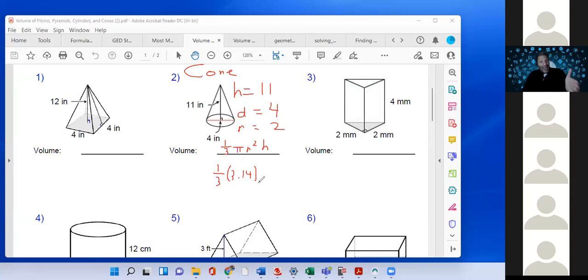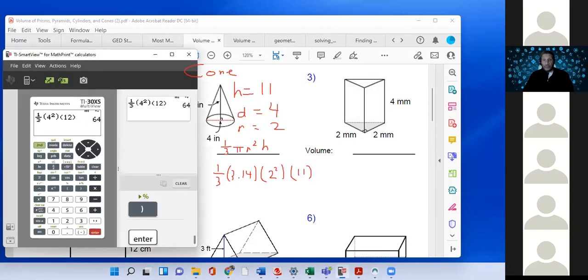If you get in the habit of writing your formula, understanding your givens, and substituting your givens into your formula, when you go put this in the calculator, it's going to take 15 seconds. So radius squared in parentheses, what's our radius? Parentheses 2 squared. And what's the height? It's 11. So you go grab your calculator and you plug in exactly what you said.